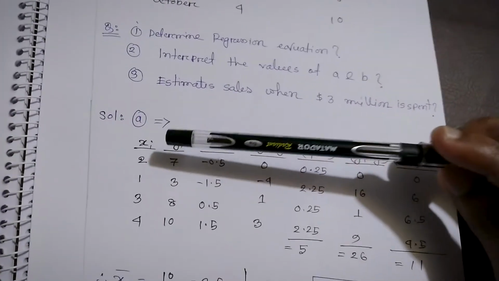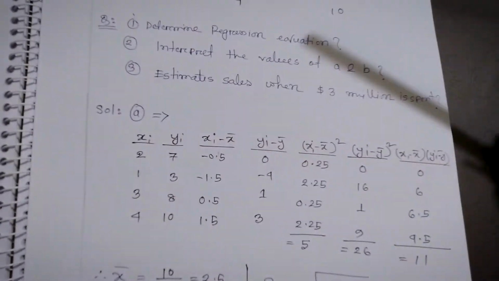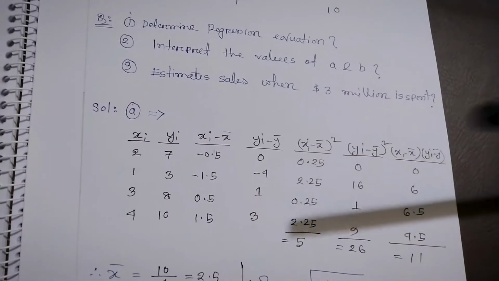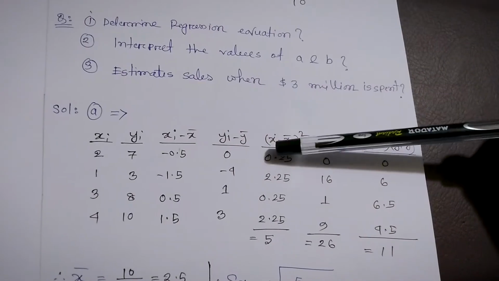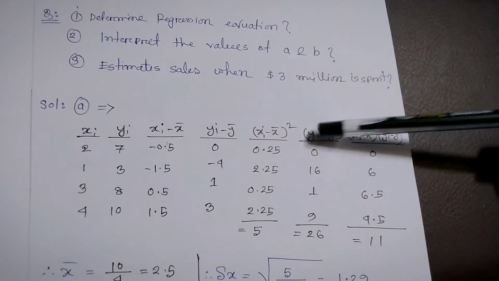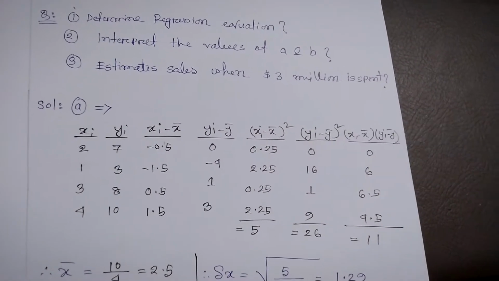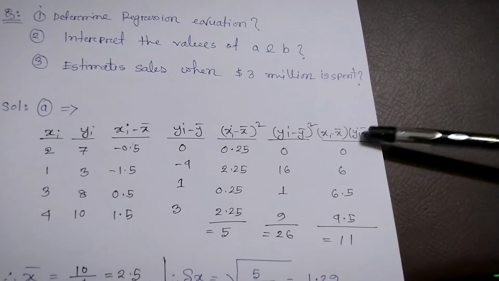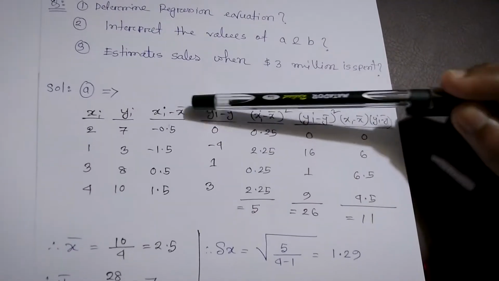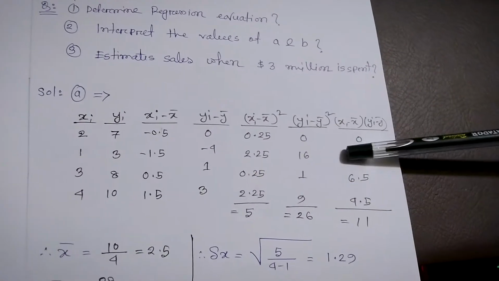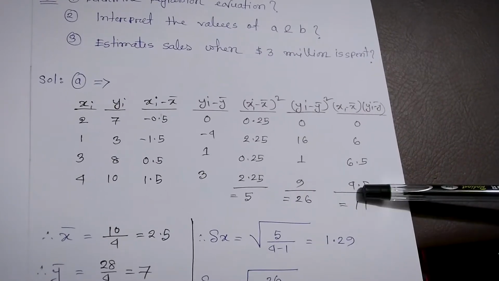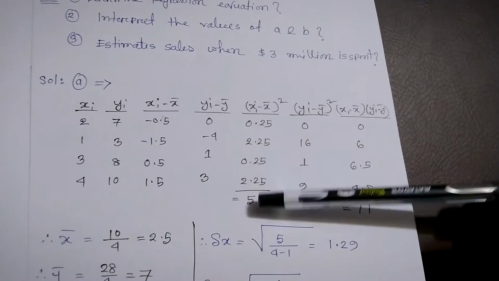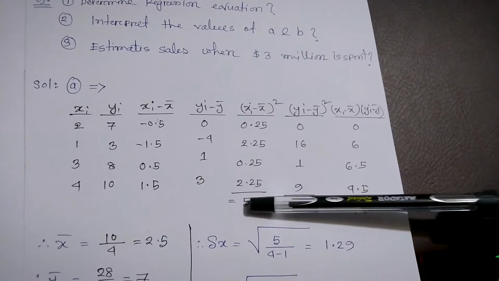You would be given a data set of x and y. Based on it, you find xi minus x bar and yi minus y bar. For the standard deviation of x, you need to find xi minus x bar whole square. For the standard deviation of y, you need to find yi minus y bar whole square. All of them are needed, and also xi minus x bar times yi minus y bar, which is the multiplication of these two values. Sum them up and you get the final answer 11. For the standard deviation, the sum of yi minus y bar whole square is 26, and for xi minus x bar whole square the final output is 5.